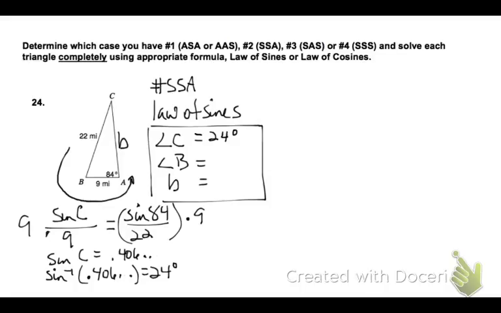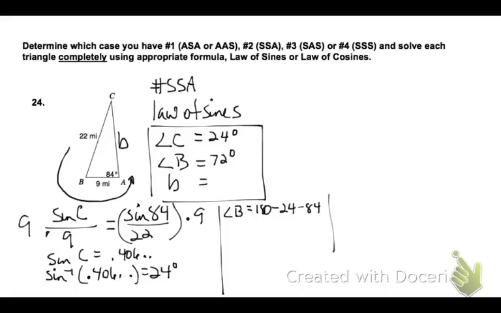Now to find angle B, we know angle A and C, so let's just subtract from 180. So we'll have 180 degrees minus 24, the angle that we just found, and then minus 84, the angle that we were given. And that will leave us with 72 degrees.